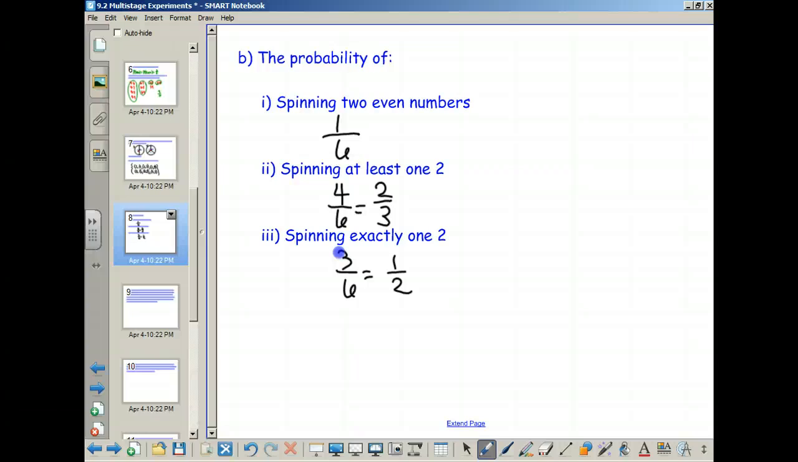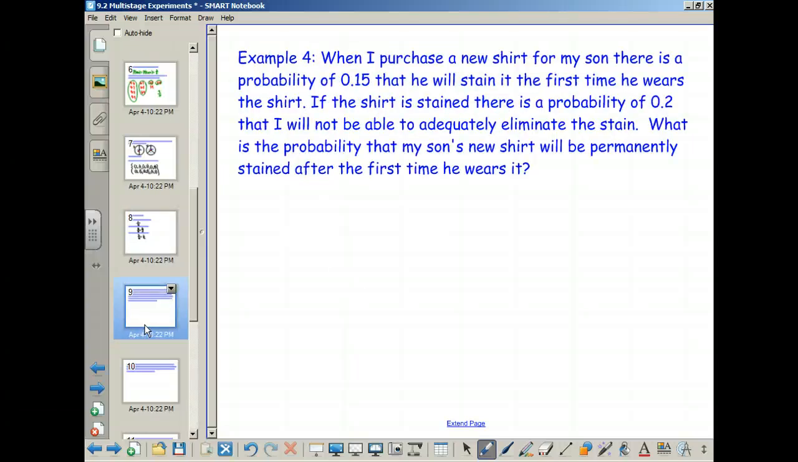Okay, you ready to take a look at some stains? The longer I've been a mom, the more convinced I am that these numbers can't be right. When I purchase a new shirt for my son, there's a probability of 0.15 that it stains in the first 2 years. It's got to be higher than that, closer to 0.5, but we're going to pretend. If the shirt's stained, there's a probability of 0.2 that I will not be able to adequately eliminate it. That is, there will still be some sort of remnant of color in there that's not able to get out.